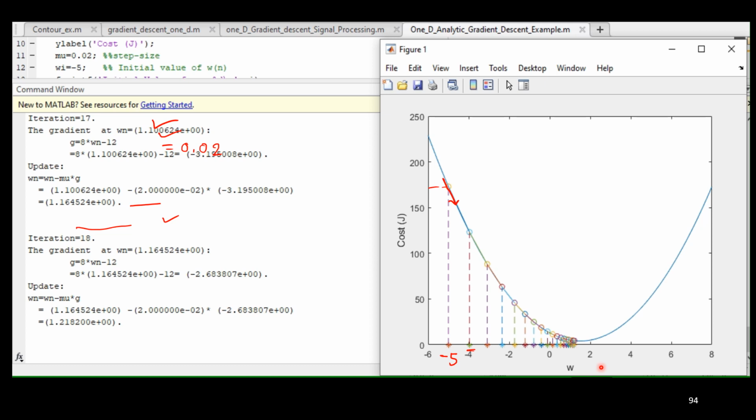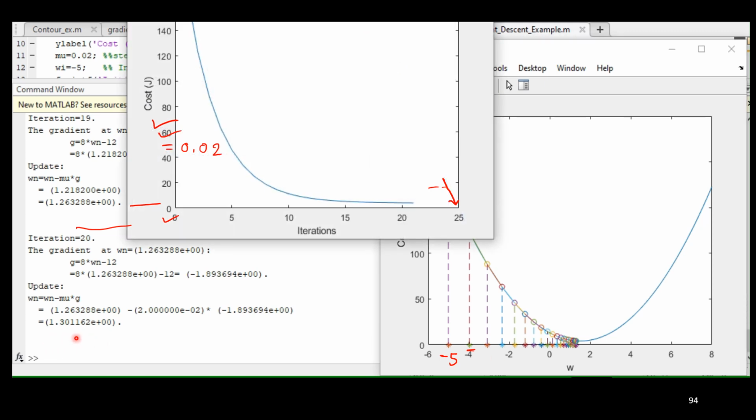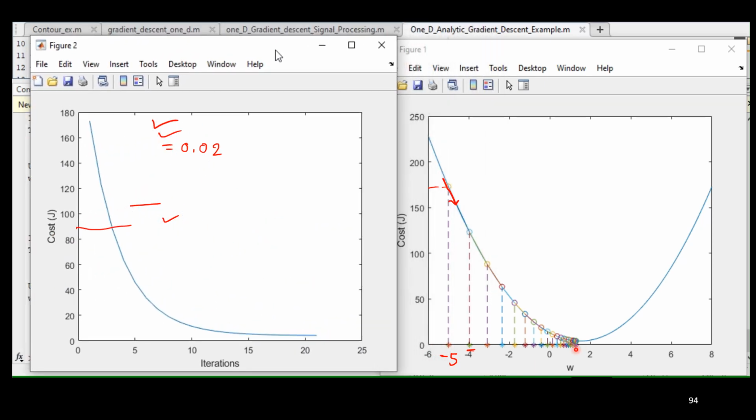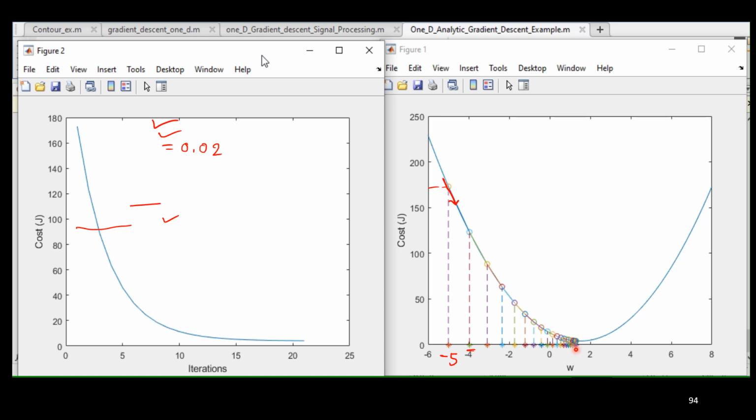At iteration number 18, 19, and up to 20, you see it is very close, but it has not attained 1.5. It is at 1.3, so you still need to go to the right side. So 20 iterations are not sufficient for that. Here I have shown these two plots. This side is iteration versus cost function, showing how the cost value is reducing gradually.